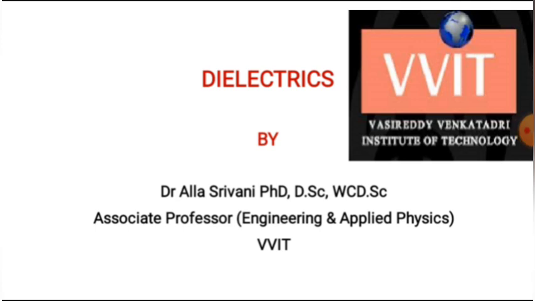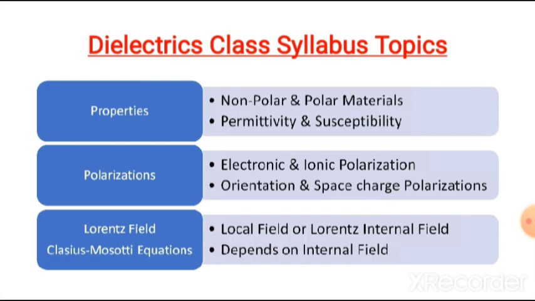Today, my topic is dielectrics and my roll number is 20BQ1804C5. We discuss properties, polarization, the Lorentz field and the Clausius-Mossotti equation. What is meant by permittivity? The medium which allows the electric field is called permittivity.